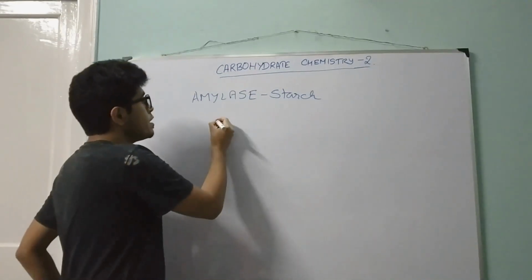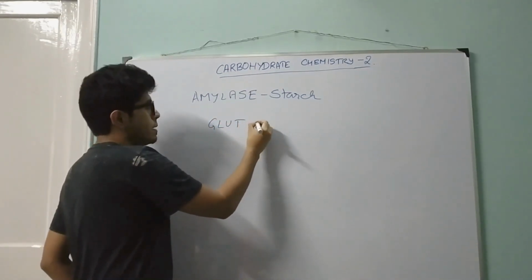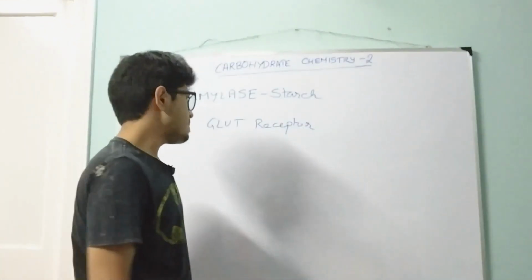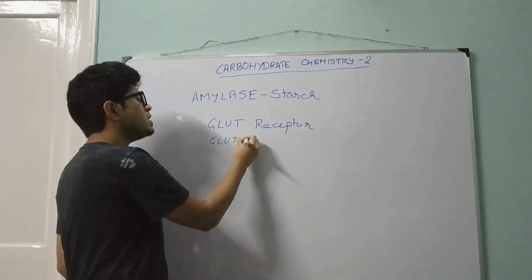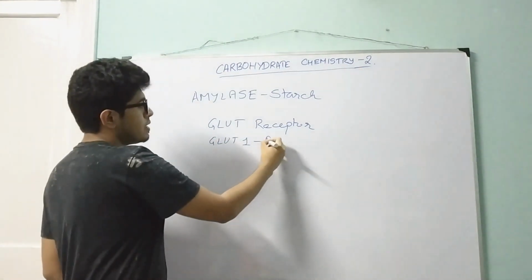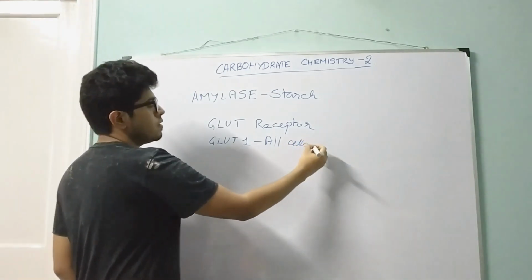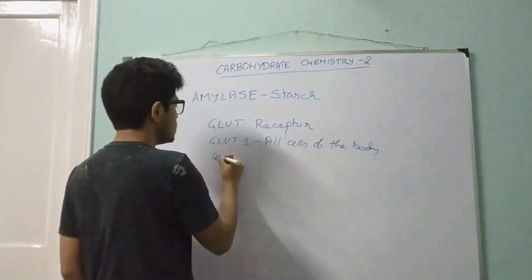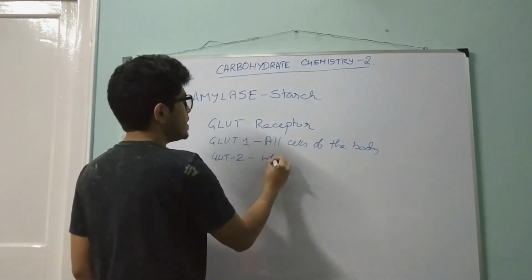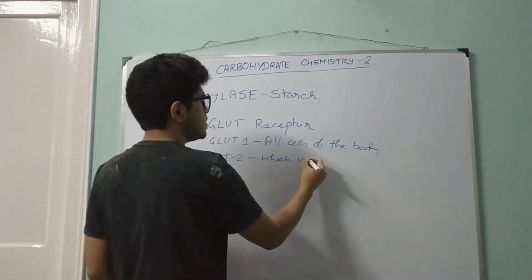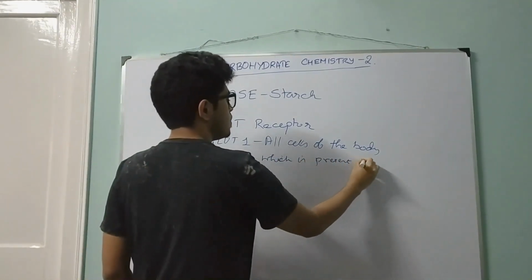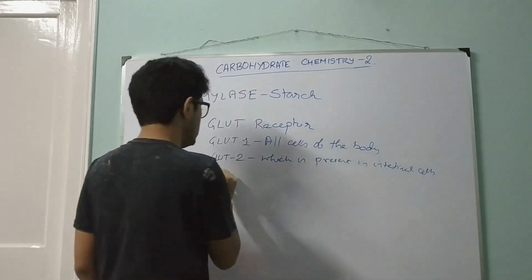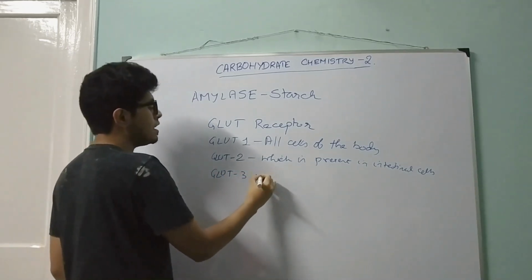There is a group of receptors called the GLUT receptors, which help to take the carbohydrate molecules inside. GLUT1 is present in almost all the cells of the body. We have GLUT2, which is present in the intestinal cells. GLUT3 is present primarily in the brain.